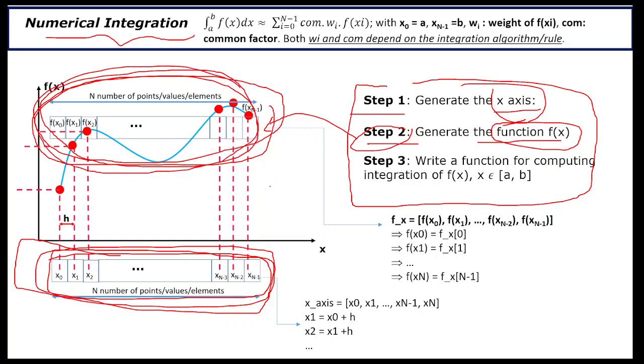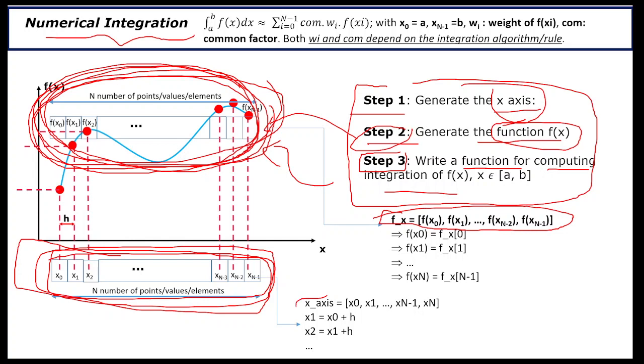If you want to know more about what is going on here, you could see the video about numerical differentiation. I explain in detail what they are doing here. But here I just want to have the summary of the steps before going to the code. And the third step is that we will write a function to compute the integration based on this generated array representing our function. So this is the array representing our function, and this is the array representing our x-axis.